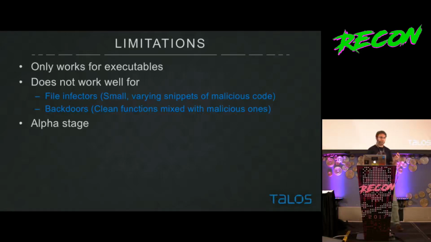So things that we don't cover very well at the moment are file infectors, because they inject small pieces of code across a benign binary, and those pieces of code vary a lot. So we need to find a better strategy for those ones. And also backdoors, where you have a huge binary that is benign and has only one or two malicious functions, are difficult to handle at the moment with BASS.